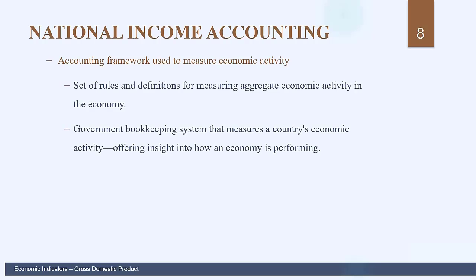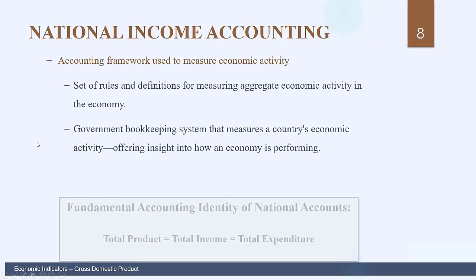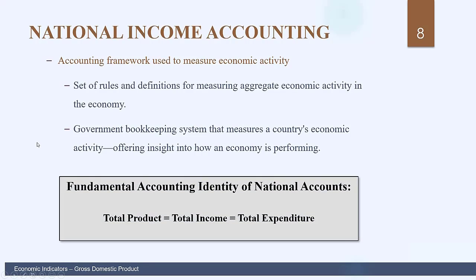Essentially, it's a government bookkeeping system that measures a country's economic activity, and it offers insights on how an economy is performing. To measure gross domestic product, we're going to use a fundamental accounting identity of national accounts. This identity states that total product, this is the total dollar value of production within a country, is equal to total income and also equal to total expenditure. Why are all three equivalent?